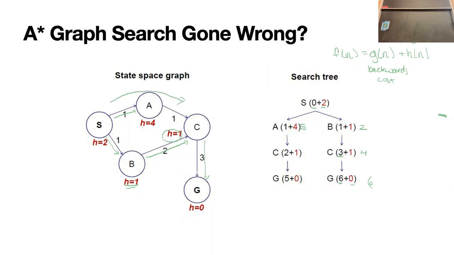Don't we find the solution when we dequeue the goal node? Yes. So we do find it when we dequeue the node, but I'm showing this for example's sake. But yes, we do that when we dequeue.